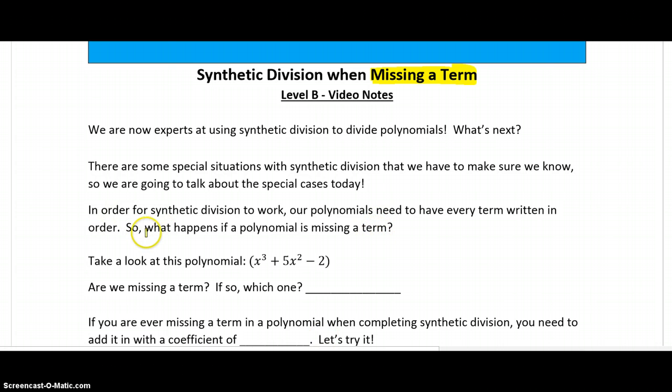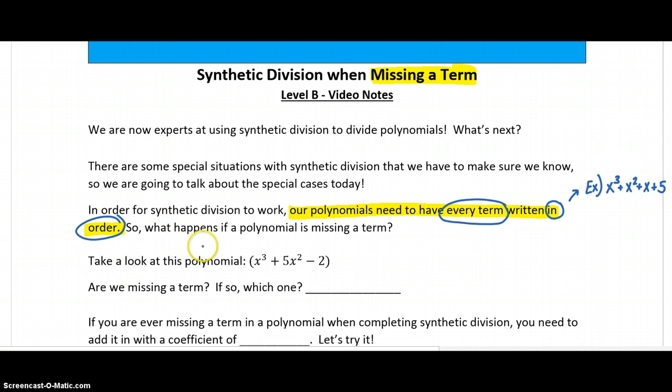Alright, here's where it starts getting really important. In order for synthetic division to work, our polynomials need to have every term written in order. The key parts of that sentence are that it needs to have every term and they need to be written in order. What that means is, for example, let's say that we're dividing and we have an expression that starts with an x to the third. That means there needs to be an x to the second that comes right after it, then there needs to be an x to the first, and then there needs to be a constant, like 5. So every one of those terms needs to be there, and they need to be in order.